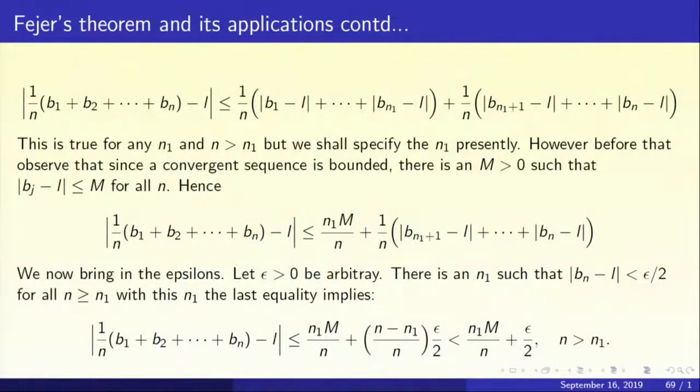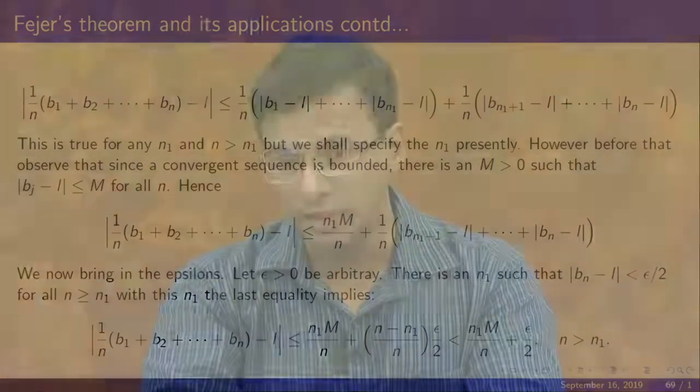So, now let us see where we are now. |(1/n)(b1 + b2 + etc. + bn) − L| is less than or equal to n1 M upon n plus (n − n1) upon n times epsilon by 2. Now, (n − n1) upon n is a proper fraction, so that is less than 1. So, we get n1 M upon n plus epsilon by 2 if n is bigger than n1. So far is very clear.